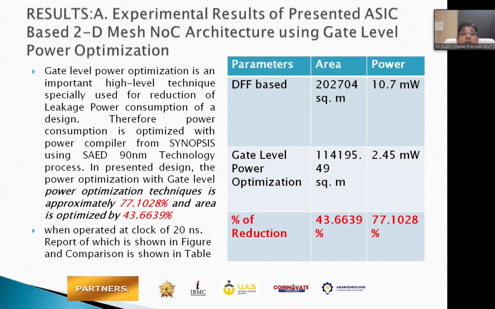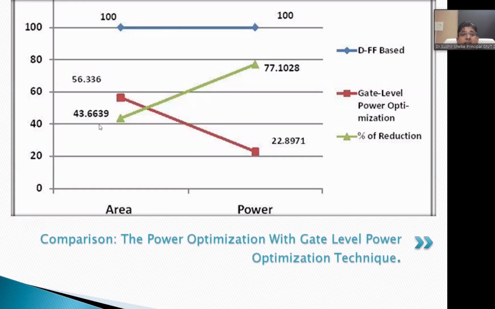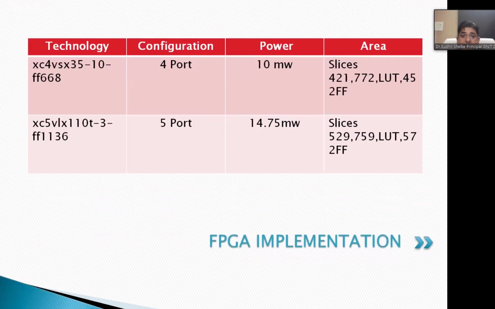So this is how it is significantly reduced. It is reduced by 77%, and the area is reduced by 43%. So this is how the comparison has been done. This is done at the FPGA level as well as the ASIC level. At the FPGA level, I used the technological library of FPGA.